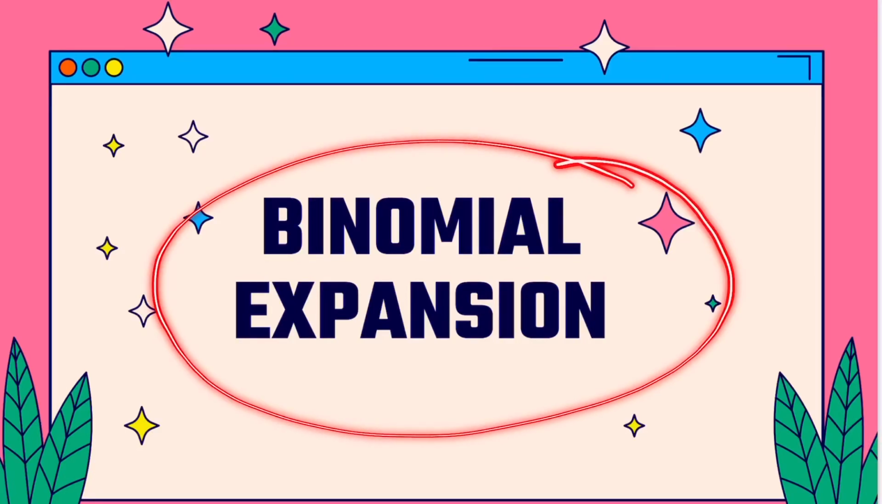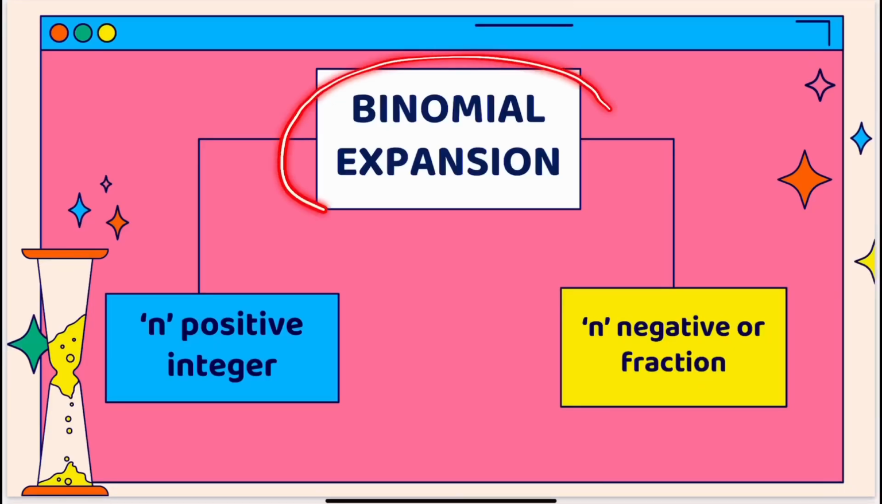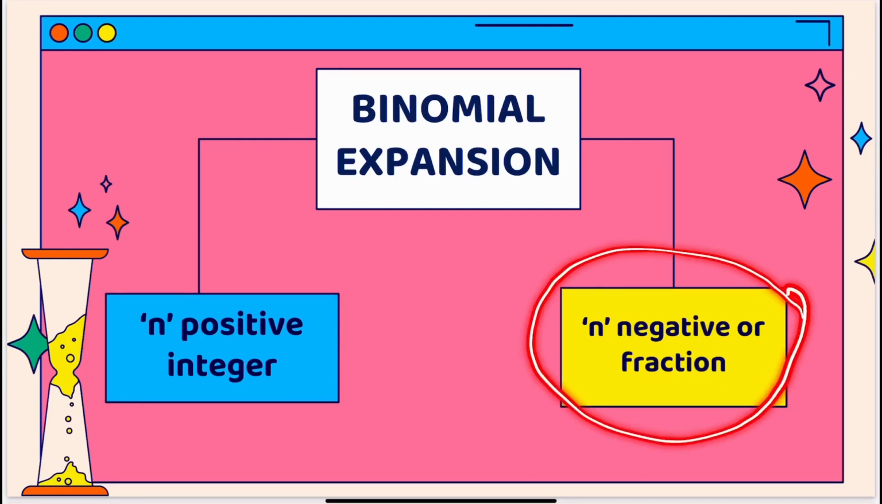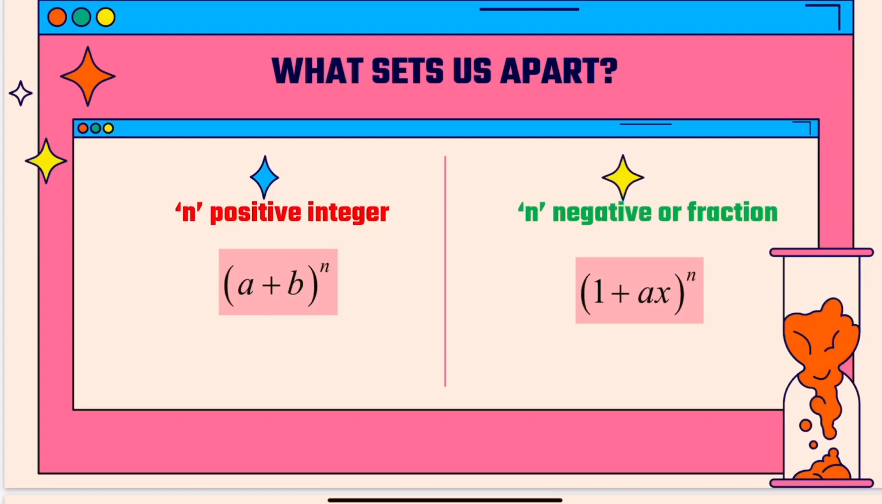Binomial expansion. In binomial expansion, you will learn two types of binomial expansion. The first one is n positive integer and the second one is n negative or fraction. What is the difference between these two types of binomial expansion?